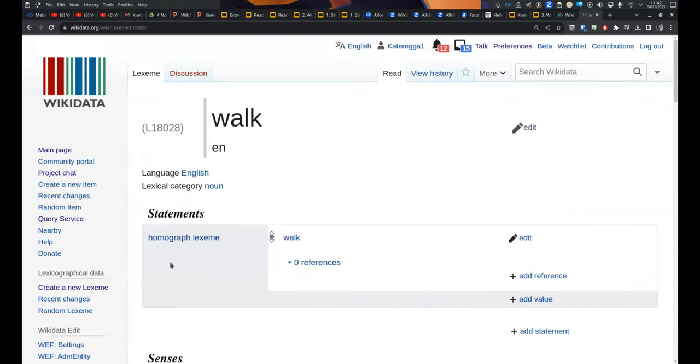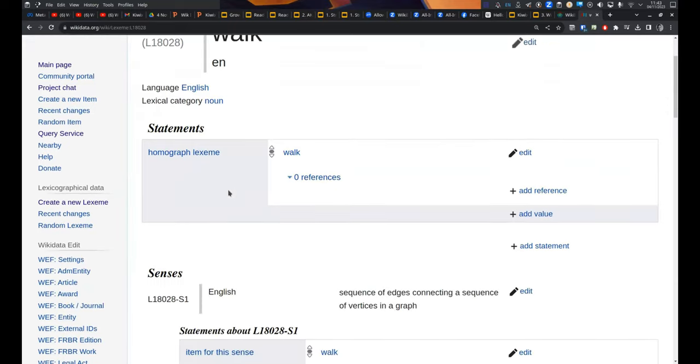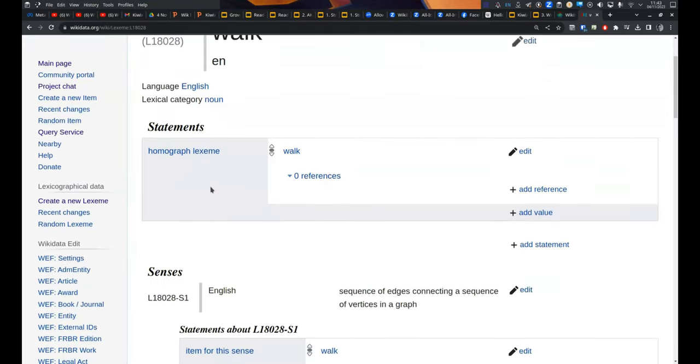This is to prevent us from creating duplicates. So this one already exists. This is already created in English. That is work. The language is English. Lexical category is noun. Statements.